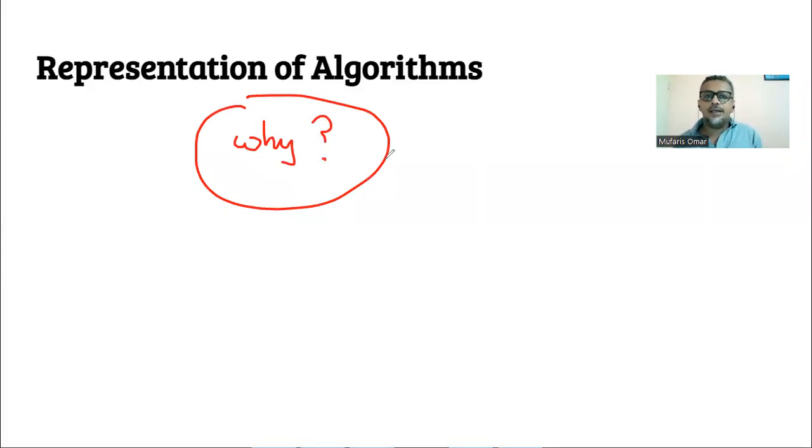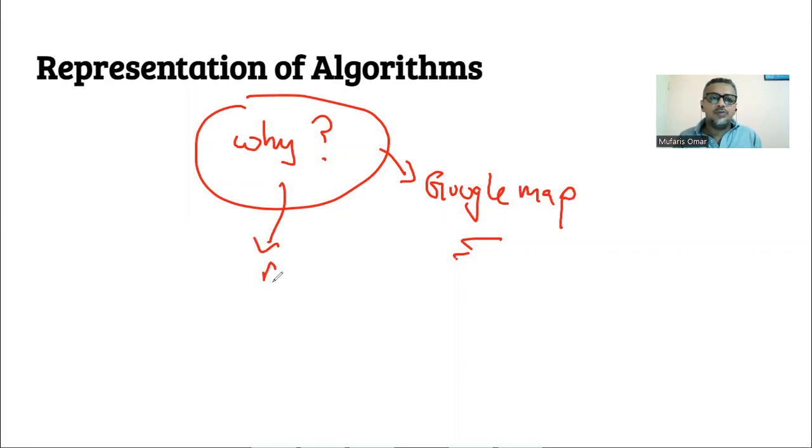Now then, when you build software, for example, let's take Google Maps. When you build software like this, why do we do this? In order to solve a problem, right? Or maybe an ATM software. So we said we build these software using a concept called algorithms, right? Algorithms.